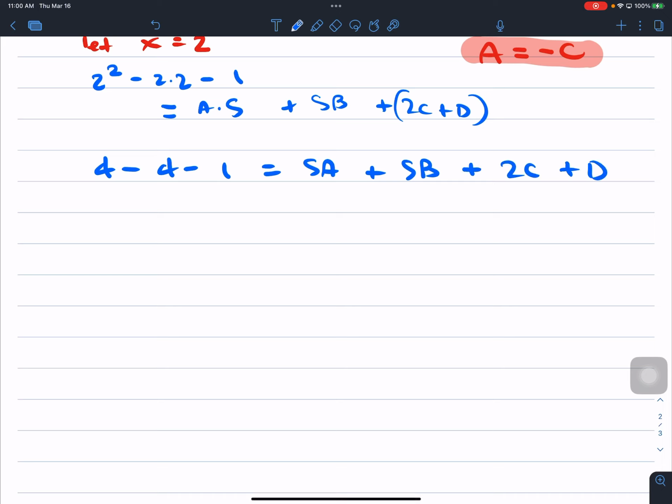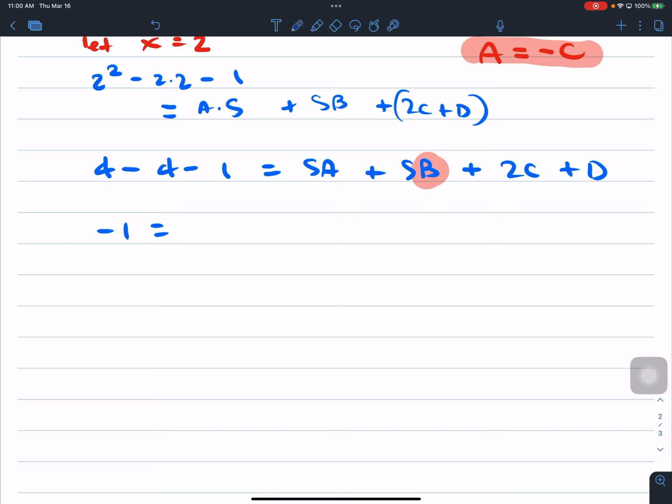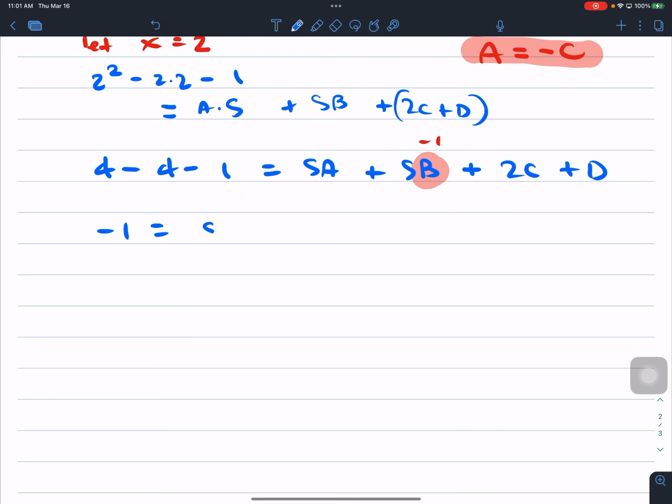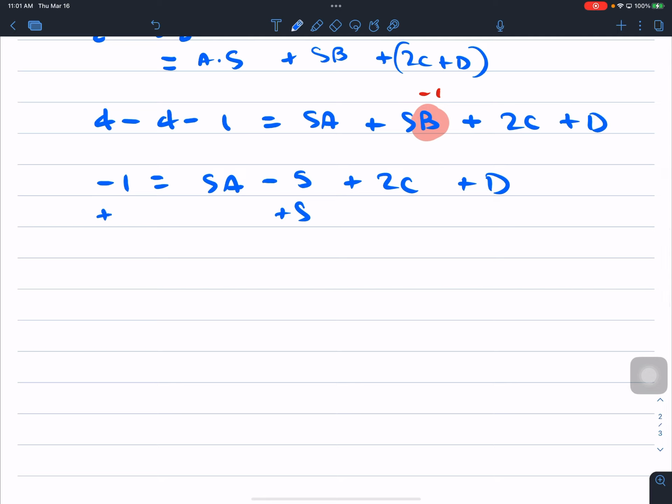Now let's see what this says. This is negative 1. And I'm going to use, since I have a B value, what am I going to use for B? B was negative 1. Is that true? So I'm going to say negative 1 equals 5A minus 5 plus 2C plus D. Add your 5 to both sides, and you get what? 4. 5A plus 2C plus D.